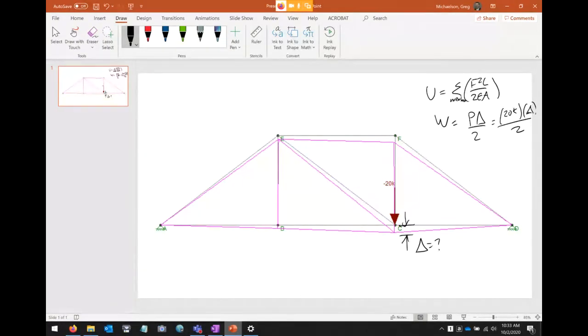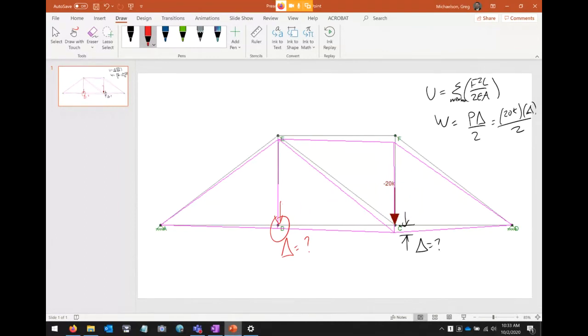The problem is, there's two problems with it. First problem is work principles require a load present. In other words, this is fine, but what if I want to find the deflection right there? I can't find the deflection right there without a load present. If I don't have a load present right there, then the method of real work does not allow you to determine deflections at any other location.